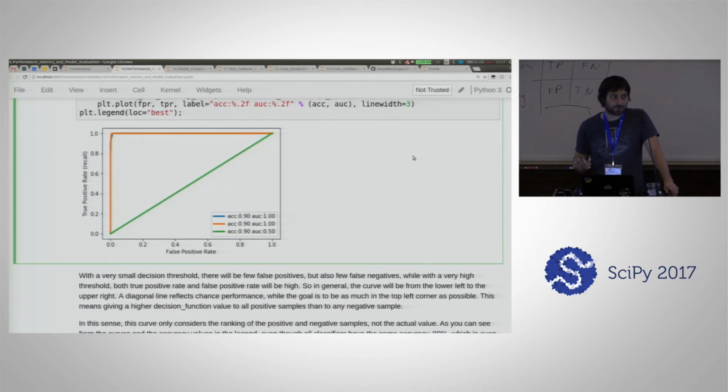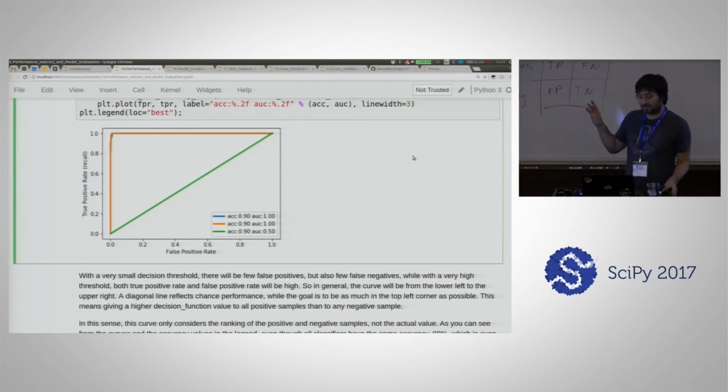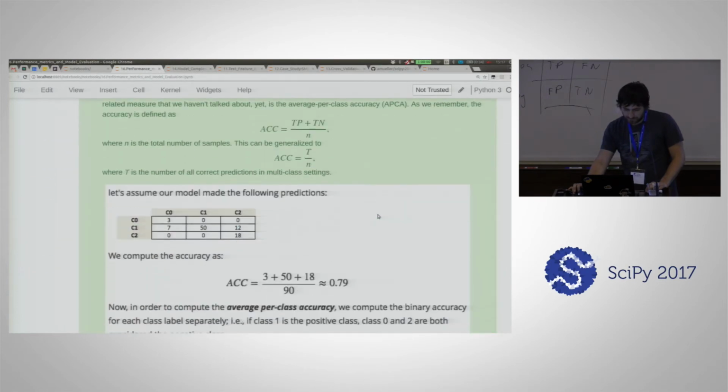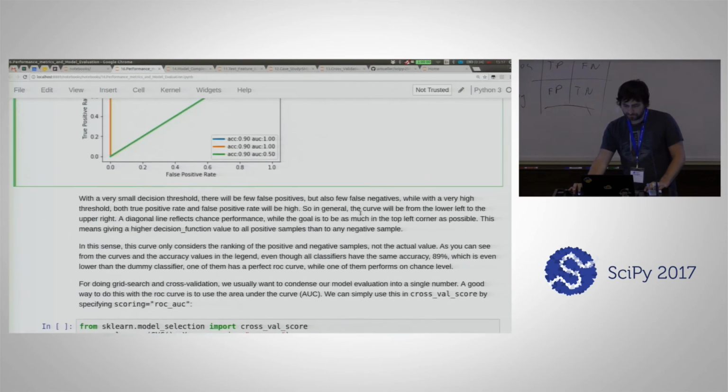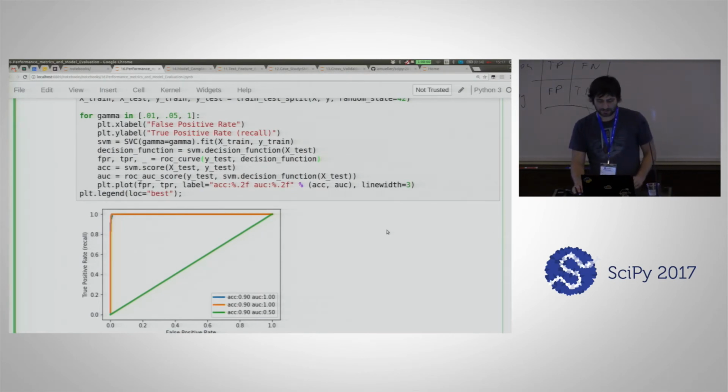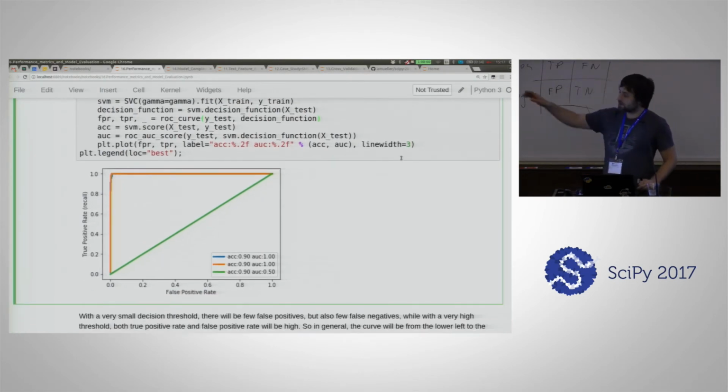So I encourage you, whenever you do basically anything, always look at the ROC curve. You can also look at the precision recall curve, which we don't have here. That's sad. That plots precision versus recall, again, for all thresholds. And think about what kind of trade-off you're interested in. It's very unusual that a false positive and a false negative have the same cost to you.